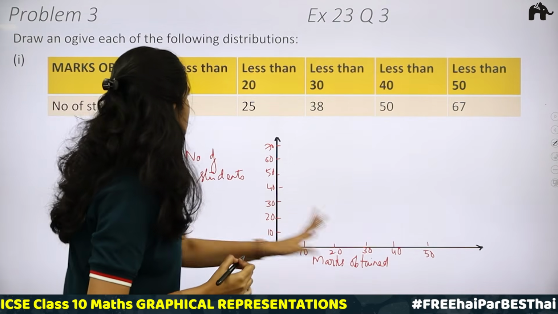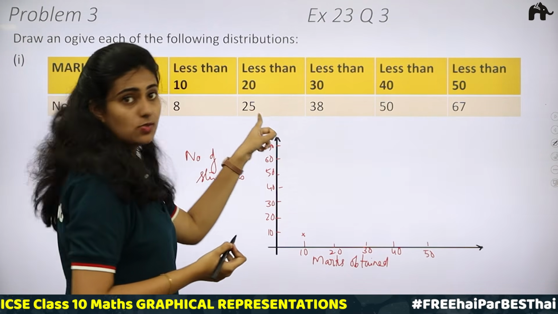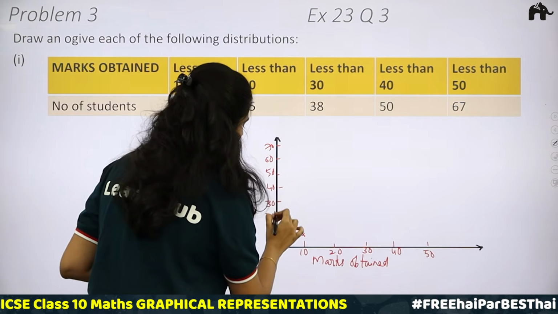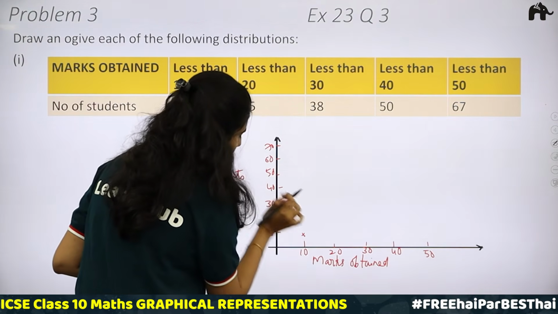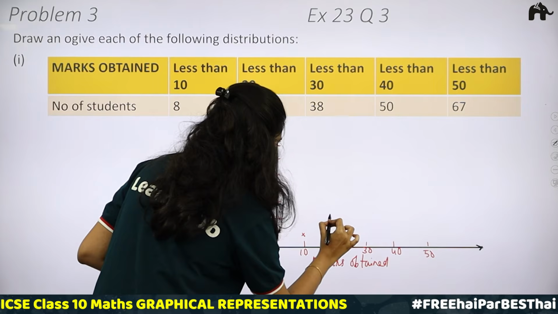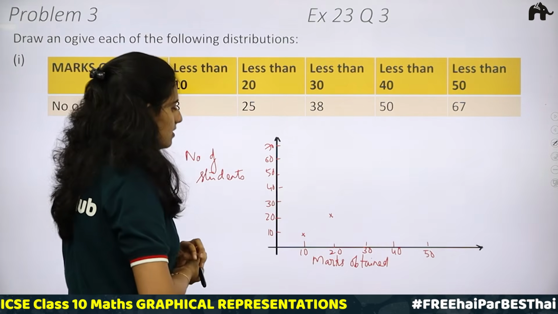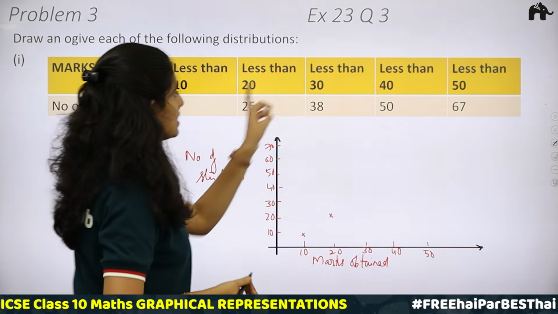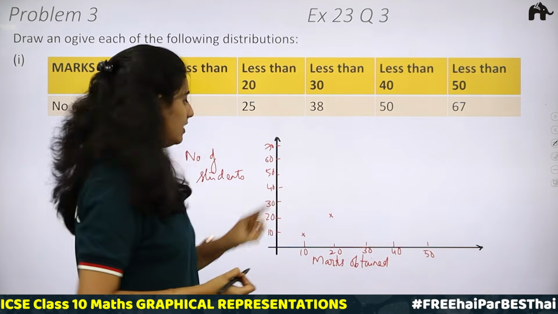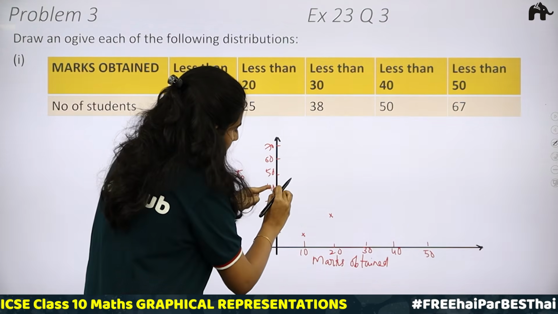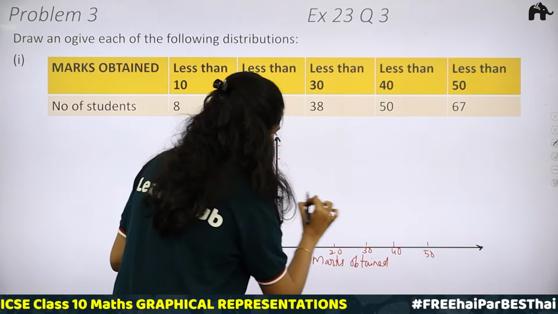Okay. Next, less than 20. Less than 20 it is 25. Where do we have 25? 25 lies between 20 and 30. Okay, between 20 and 30. Here you will be having 25. Next, less than 30 it is 38. Where do we have 38? 38 is just below this 40. Okay.